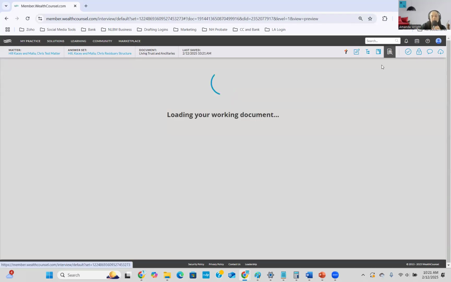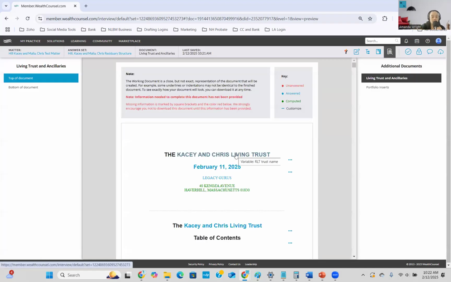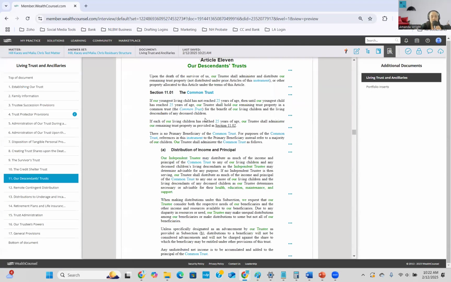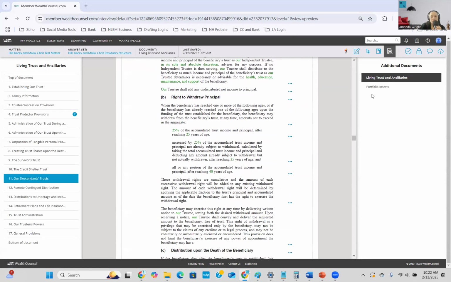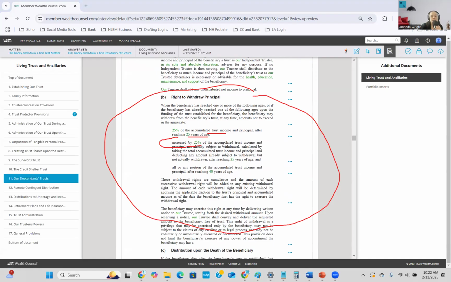And let's take a look at how that looks when we move over into Wealth Counsel here. The difference, right? There was no rights to withdraw anywhere. It's held there. And there was directions for how the trustee could distribute the money out, but we didn't have any rights to withdraw. Now we move down from the common trust. And let's take a look at our right to withdraw. Here it is. 25% of the accumulated trust income and principal when they're 25, increased by 25%. So remember, now it's 50%. It's cumulative, and then all at age 40.